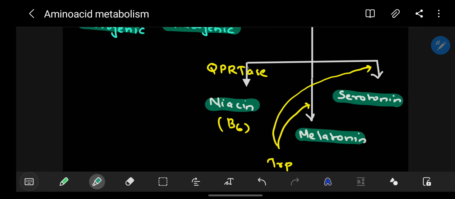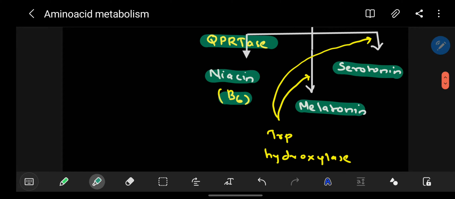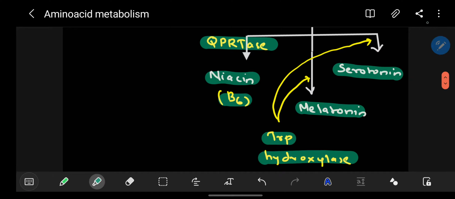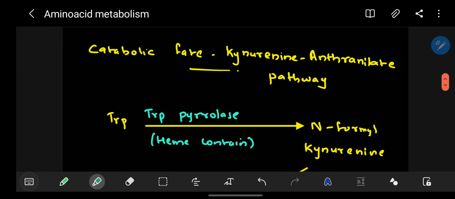So here you have to remember the key enzymes. The key enzyme for niacin synthesis is QPRTase. Niacin is vitamin B3, okay? And for the synthesis of melatonin and serotonin, the key enzyme is tryptophan hydroxylase. So we will go into it in detail. First I am giving you an overview. Discussing the catabolic phase.